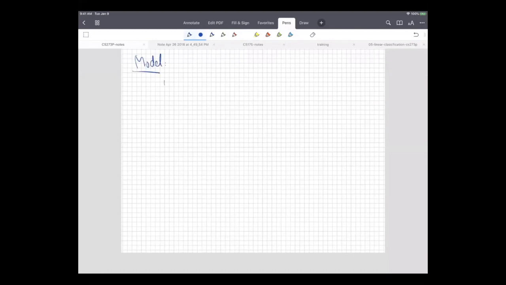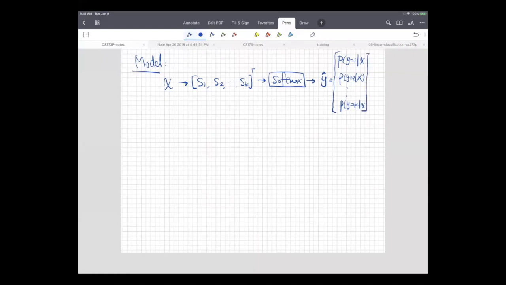So given x here, I apply the scoring functions and get the scores S1, S2, up to SK. So you get a column vector of that. And I apply Softmax. By doing that, I get my y hat. So y hat itself is now going to be the probability associated with each individual class. This is my predicted probability of assigning each individual class.